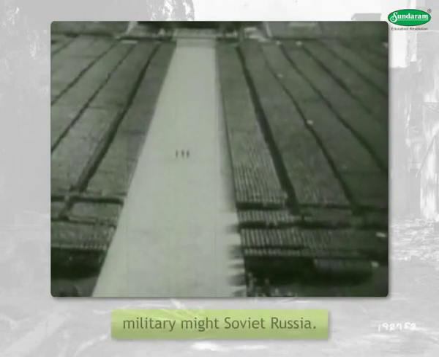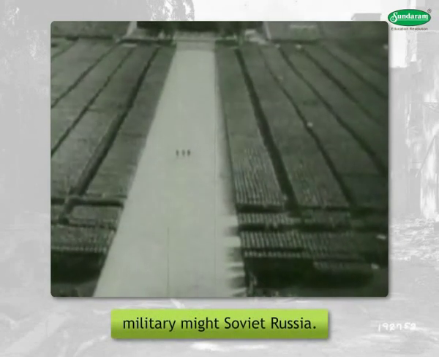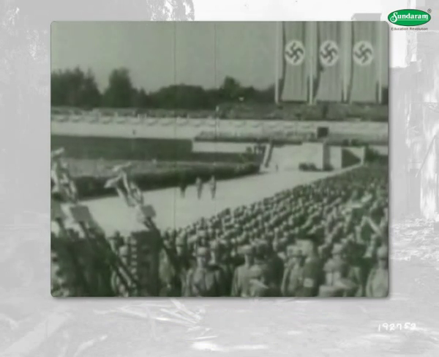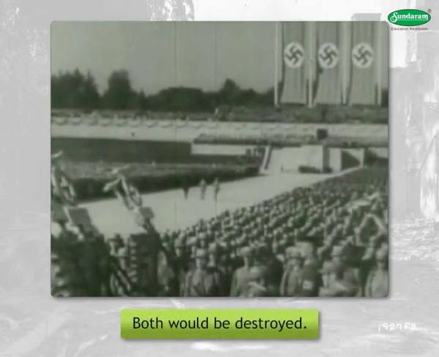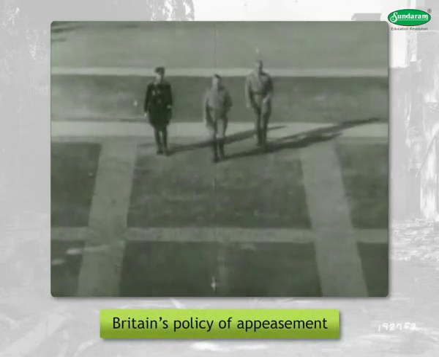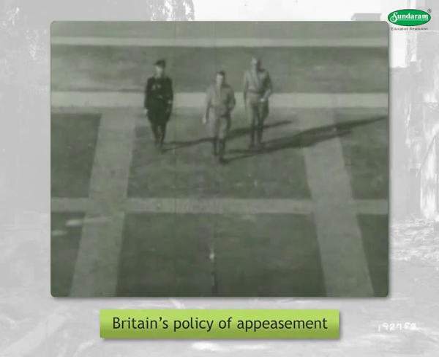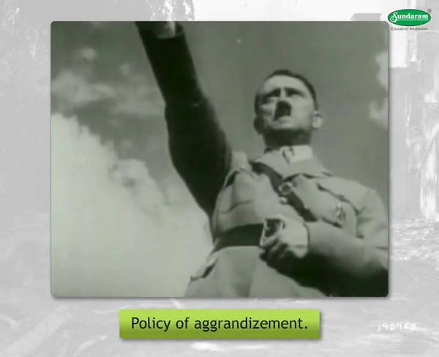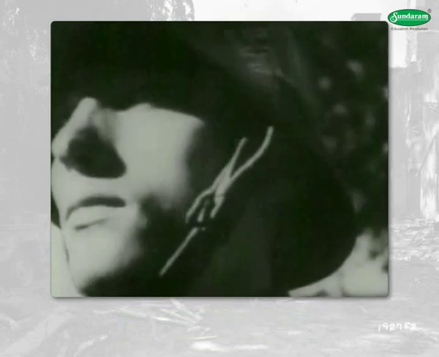England also hoped that Hitler would direct his military might against Soviet Russia. This would result in a conflict between the two, and both would be destroyed. However, Britain's policy of appeasement left Hitler free to pursue a policy of aggrandizement. It was an important factor responsible for plunging the world in a long, bloody war.